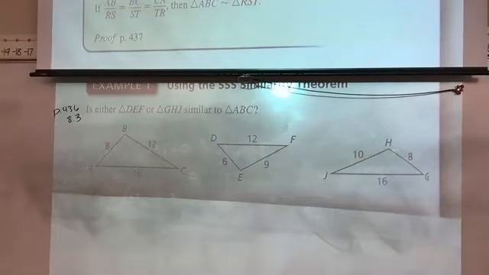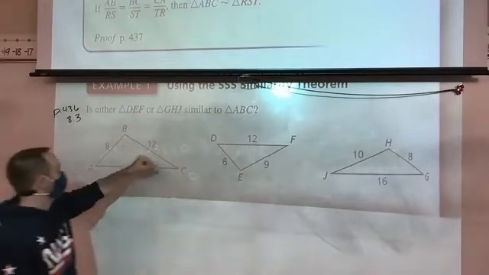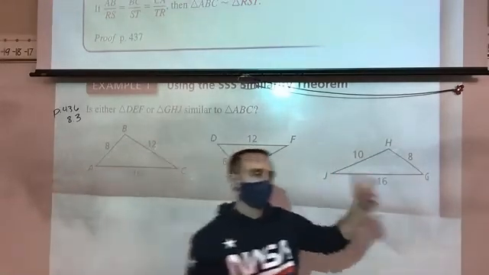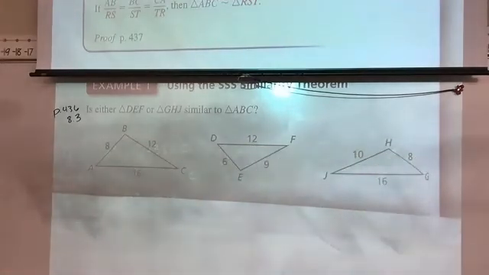If triangles are congruent, they're also similar, because the proportion is still there. It's just a scale factor of 1. So if they're congruent, they're still considered similar. But the problem here is you got 8 and 16 that work, but the 12 and 10, of course, are not equal. So that one doesn't work. So it'll be the middle one, DEF, that is similar to ABC.